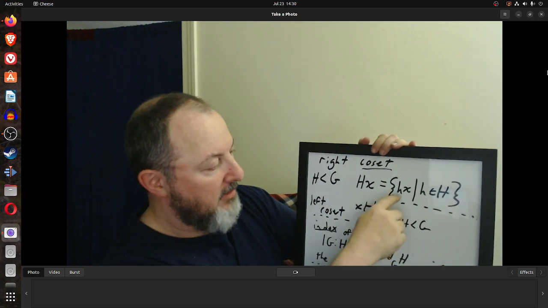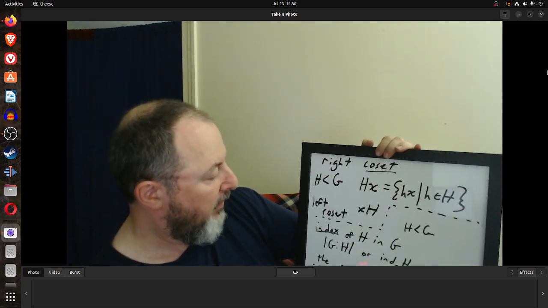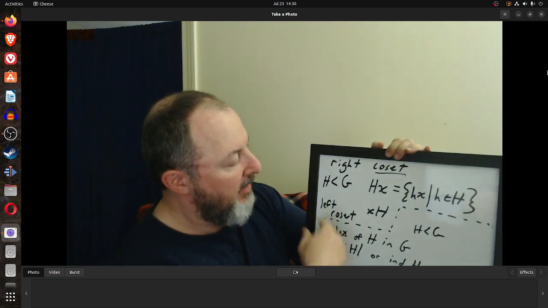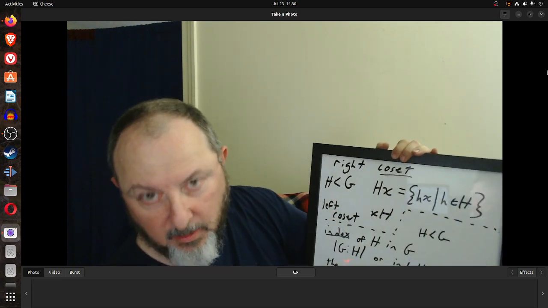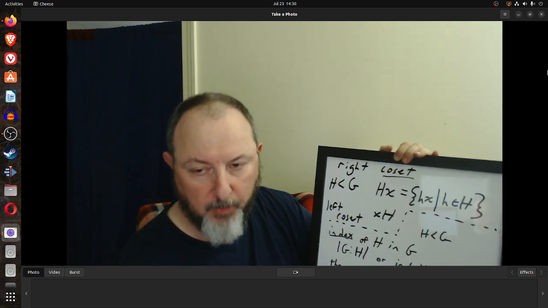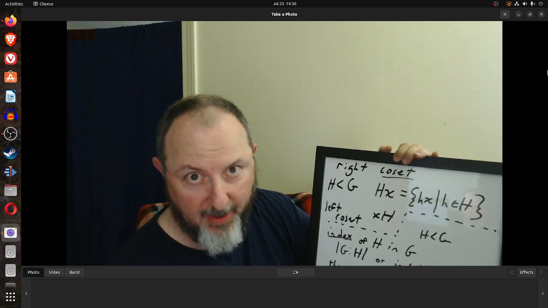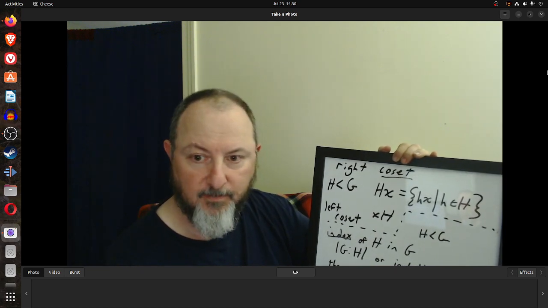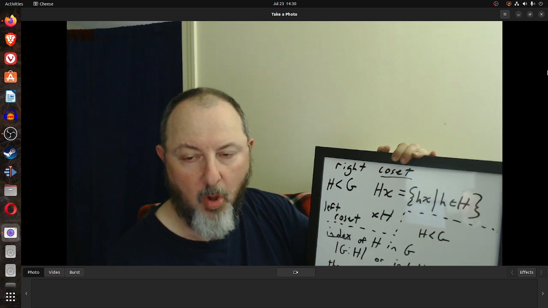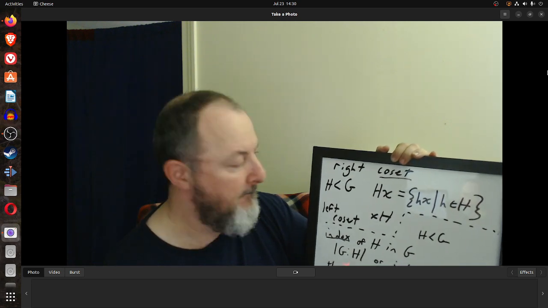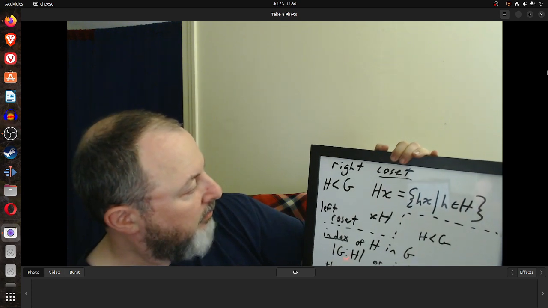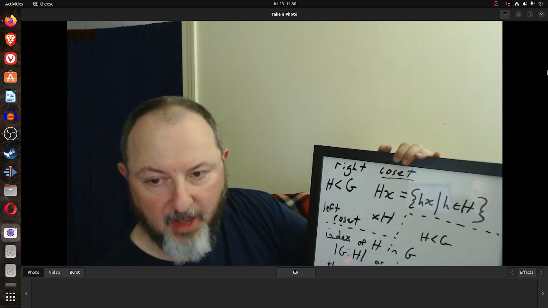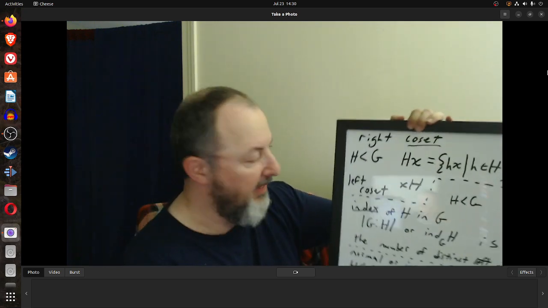So you'll do xh for all little h in big H. So the right coset is the side that the element is on: if you multiply H on the right by X, call it a right coset. If you multiply H on the left by X, then it's called a left coset. And X, of course, must be an element from G here, although I didn't write it, I should have.